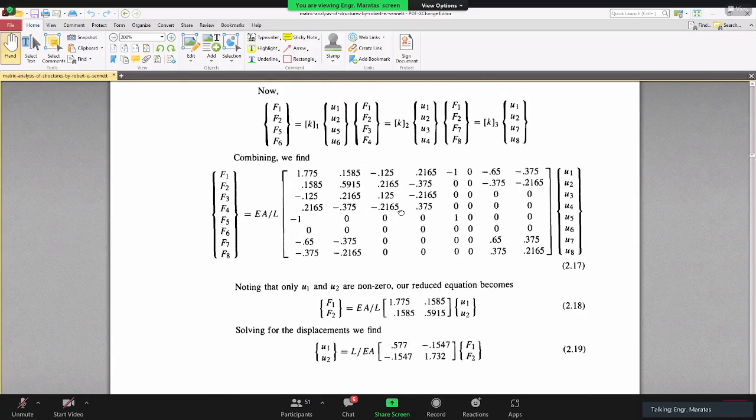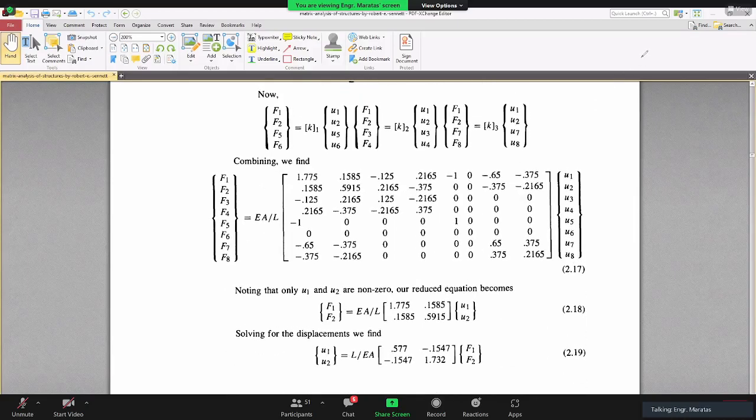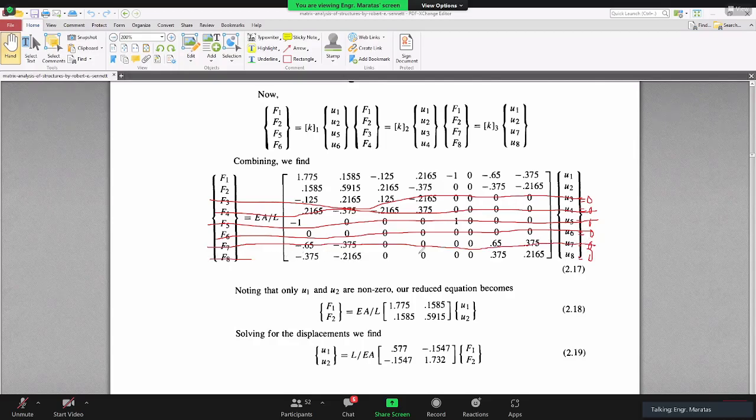So I eliminate now 3, 4, 5, 6. Why? Because they are all 0. This one is 0, 0, because it is a fixed end. So I also eliminate this one, and also the columns. So U3, 4, 5, 6, 7, 8.